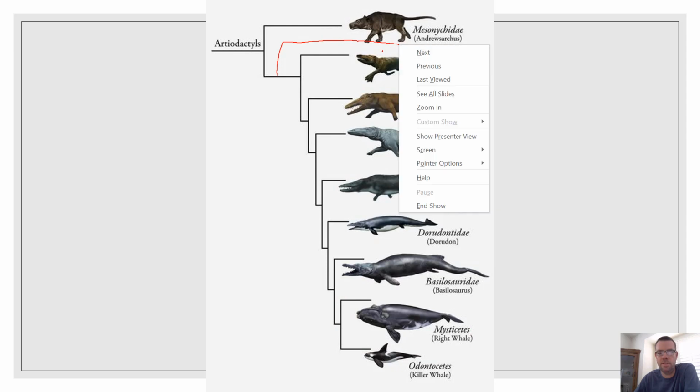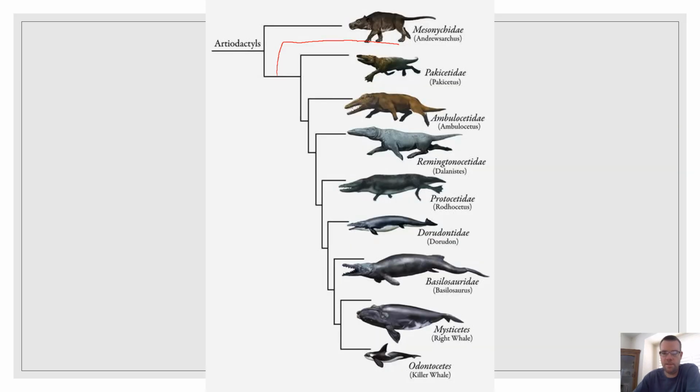The closest relative, oops, sorry, let me go back there. The closest relative of whales, any guesses? It's the hippo. So this guy kind of looks like a hippo too, doesn't he? So the hippo is, based off DNA, the closest relative of whales.